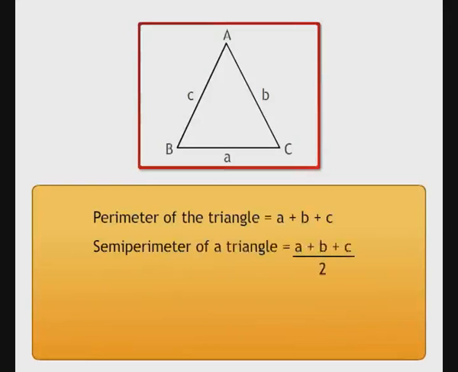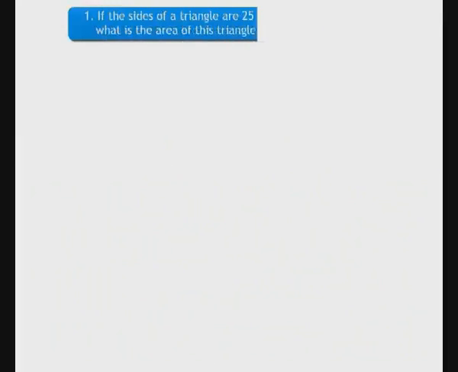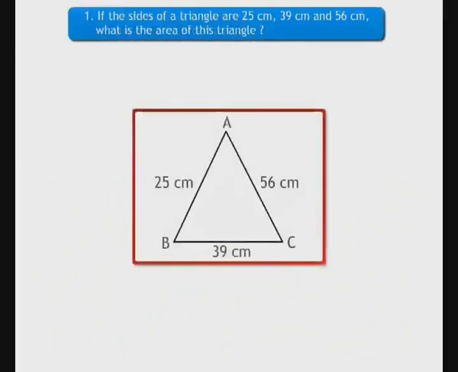2. How much will it cost to have a triangular field weeded at the rate of Rs 2 per square meter, if the length of the field's sides are 11 meter, 61 meter and 60 meter? Given: side A is 11 meter, side B is 61 meter, side C is 60 meter. We have to find the area of this triangle.